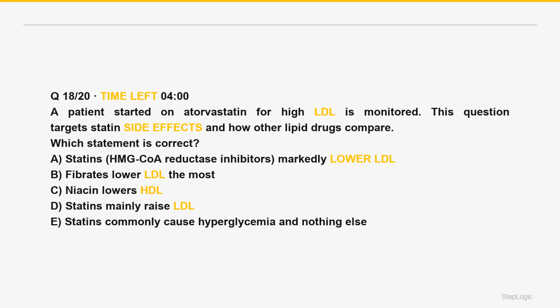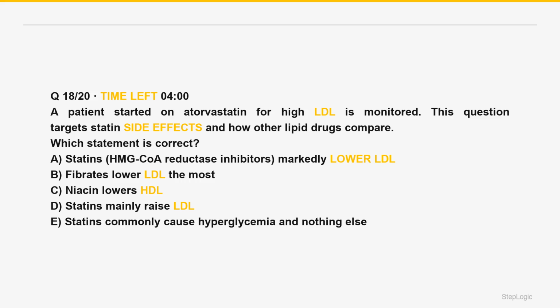Which statement is correct? A patient started on atorvastatin for high LDL is monitored. This question targets statin side effects and how other lipid drugs compare. Read the command: with statin side effects, which lipid drug statement is correct?